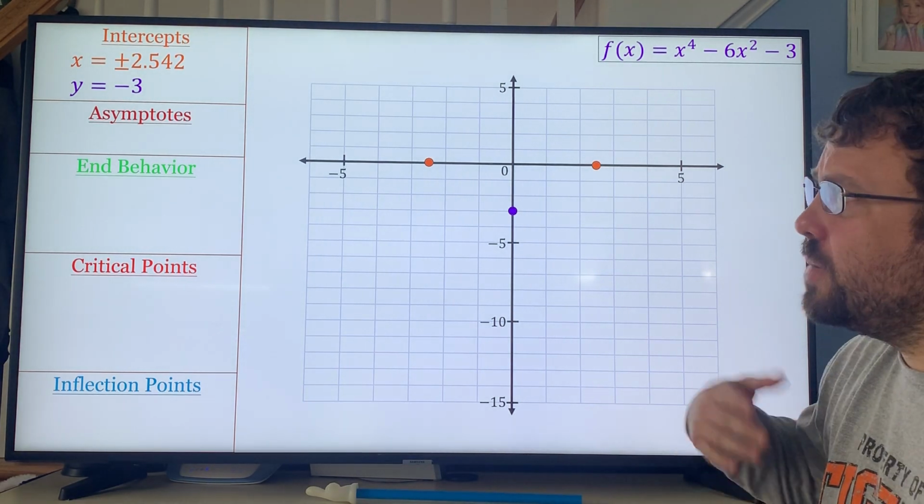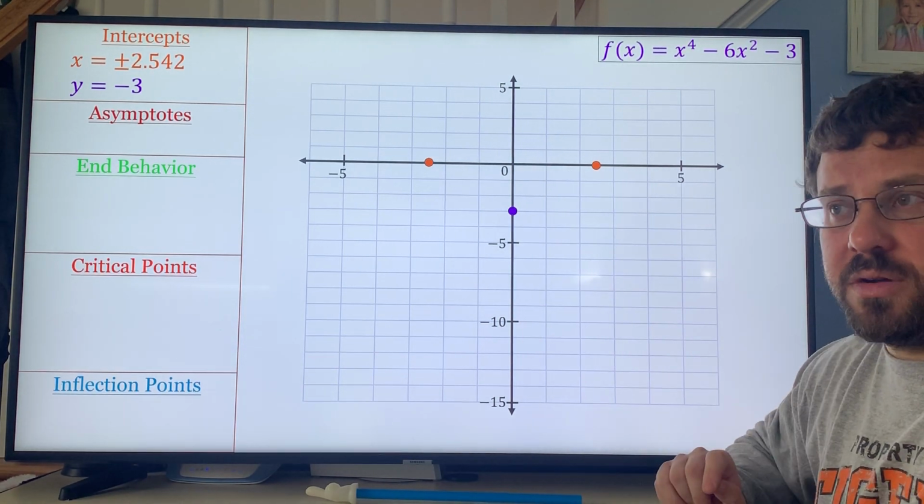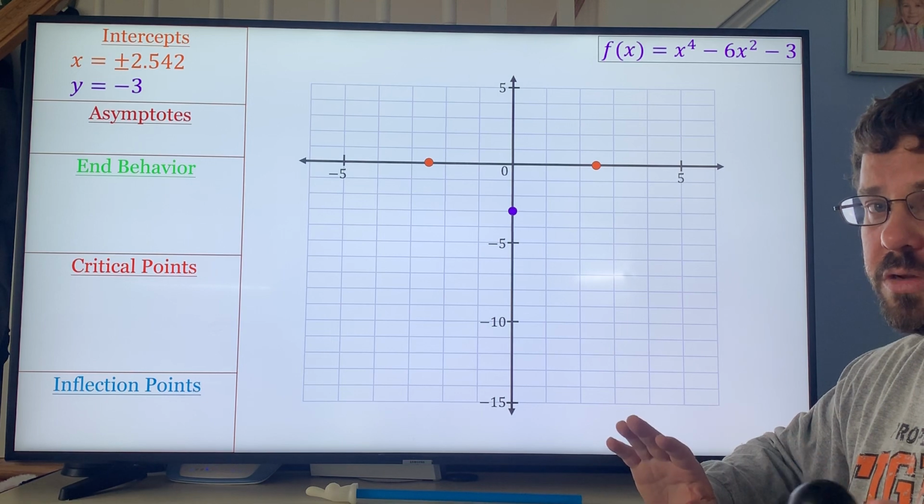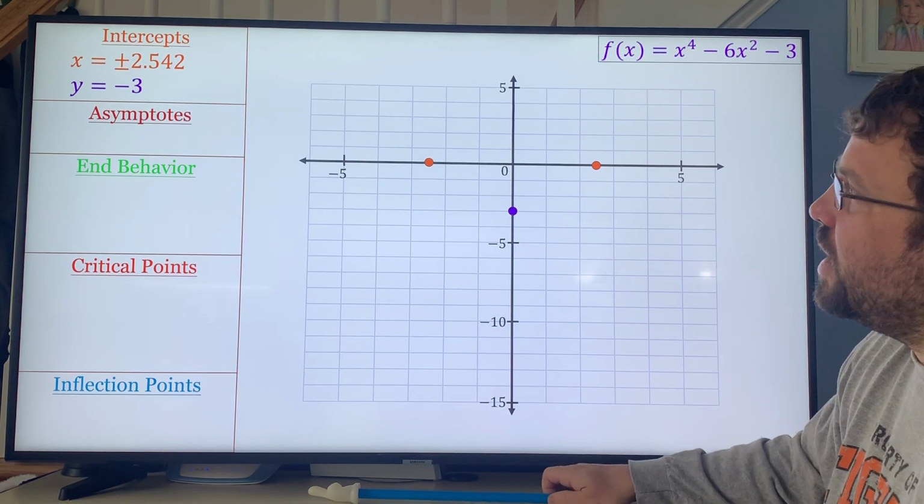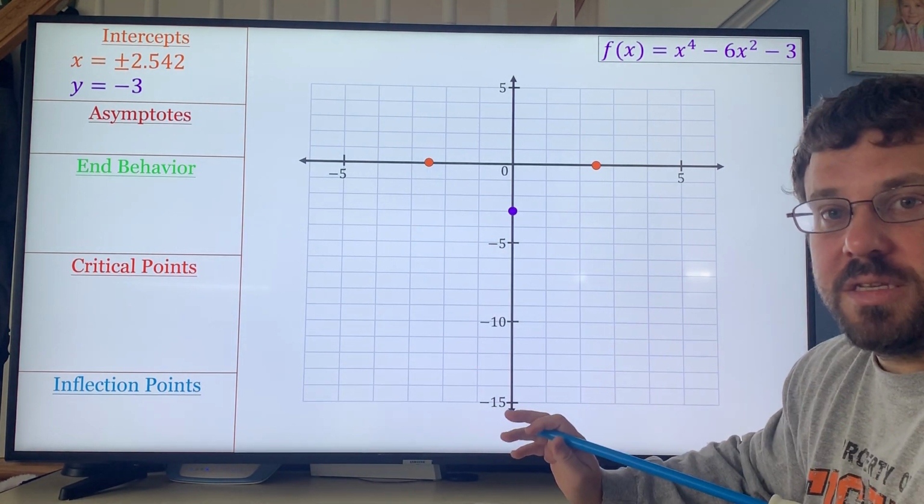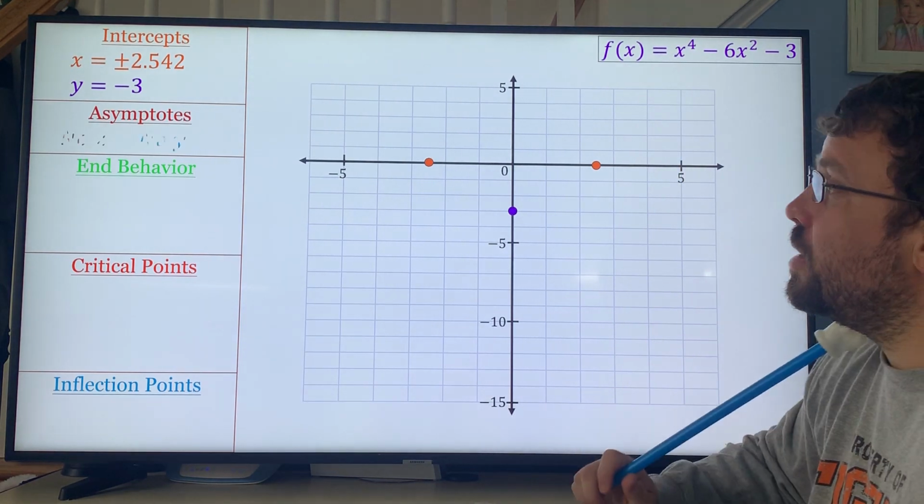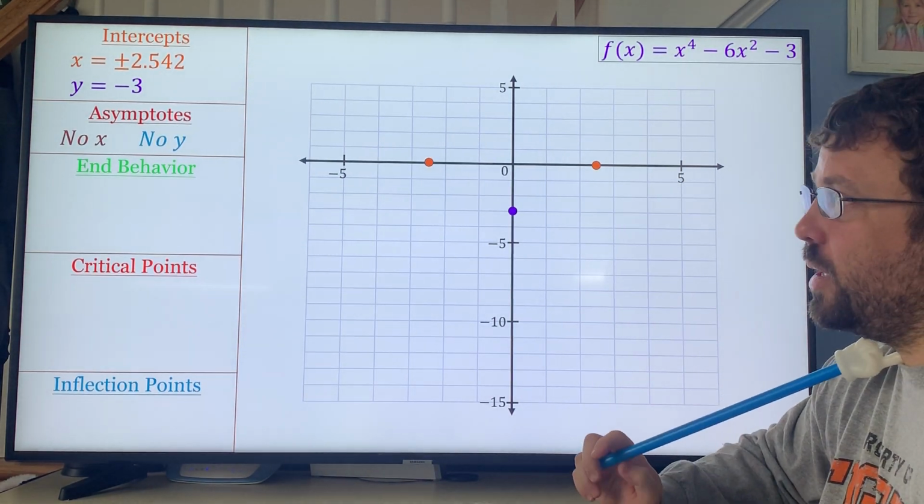All right. Sometimes your x and y-intercepts will both be at 0. That's okay. Are we all good so far? Awesome. Now, asymptotes, because this is a polynomial, right? We said there are no asymptotes, no x or no y.